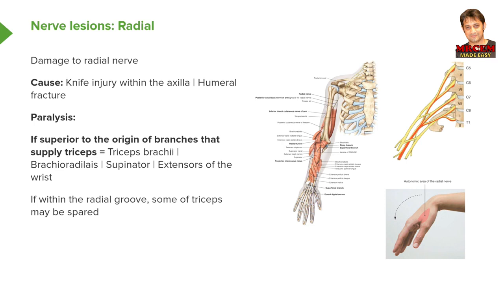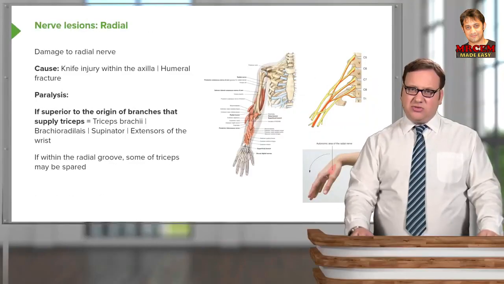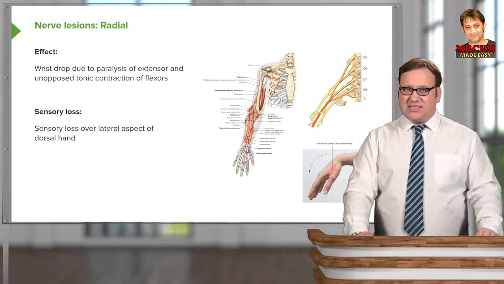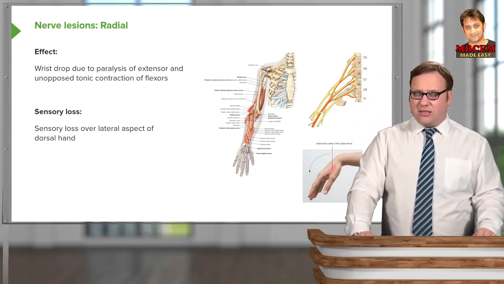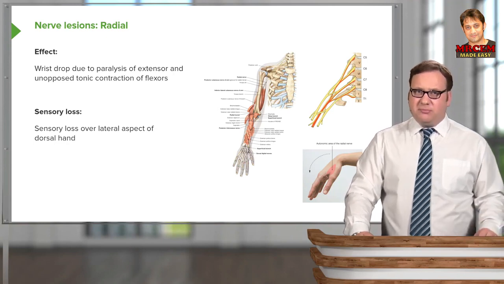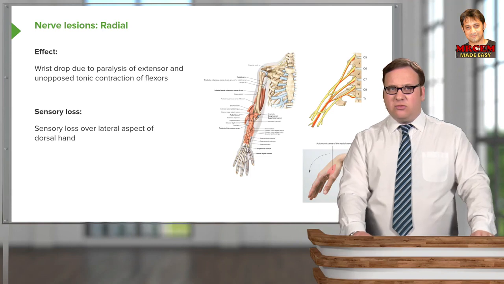So if the lesion is high up, say it's a humeral fracture, before it has given off the branches to triceps, then every muscle distal that it supplies will be affected. And this can have the effect of what's known as wrist drop. We can see we've got an inability to extend the wrist because the extensor muscles on the forearm are damaged. You may also have an inability to extend the forearm at the elbow joint if triceps is damaged. So you've got wrist drop primarily as the problem with a radial nerve lesion.